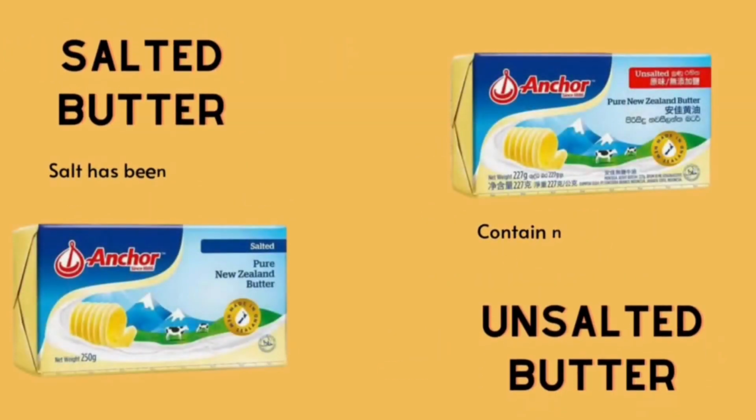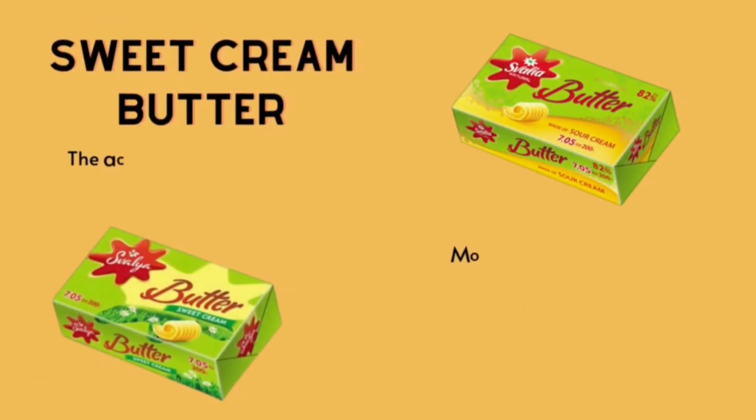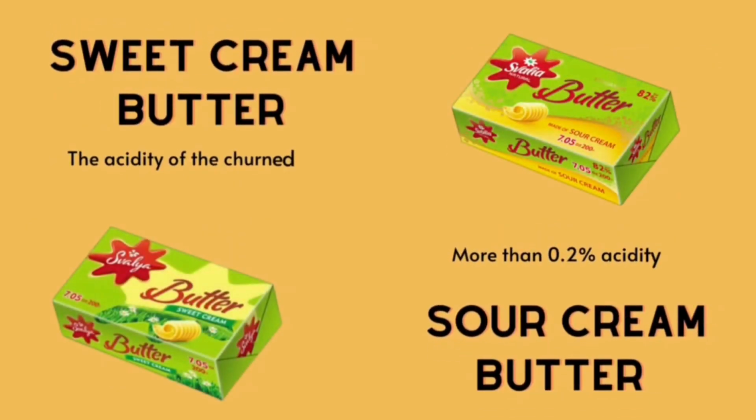Salted butter is butter to which salt has been added, while unsalted butter contains no added salt. Next, sweet cream butter. In this case, the acidity of the churned cream does not exceed 0.2%, whereas sour cream butter is made from cream which has more than 0.2% acidity.